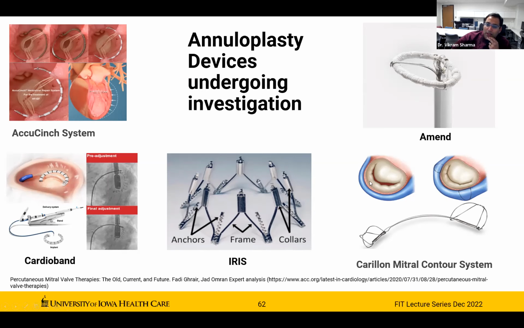I mentioned the Carillon mitral contour system makes use of the close proximity of the coronary sinus to the mitral valve. So these anchors can be put into the coronary sinus, and thereby hopefully they can reduce the annular size and thereby reduce the severity of mitral regurgitation. And the AMEN is a similar system that's placed transapically. So all these basically work by reducing the annular dimensions and thereby help to reduce the severity of mitral regurgitation.